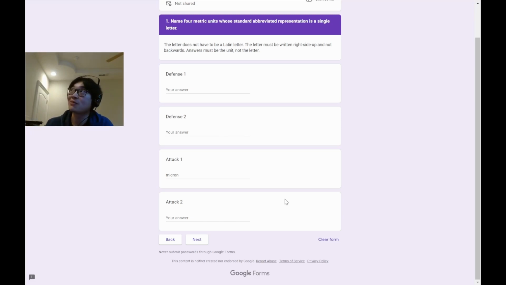Pascal, pressure is measured in pascals, which I think is a P. Current is measured in amperes, which I think is an A. Resistance is measured in ohms, which I believe is omega. Now here's where this comes in. The answer does not have to be a Latin letter. I just listed a couple there that use Greek letters. I think I can go for, yeah, like I said, micron is represented by, I think, mu.